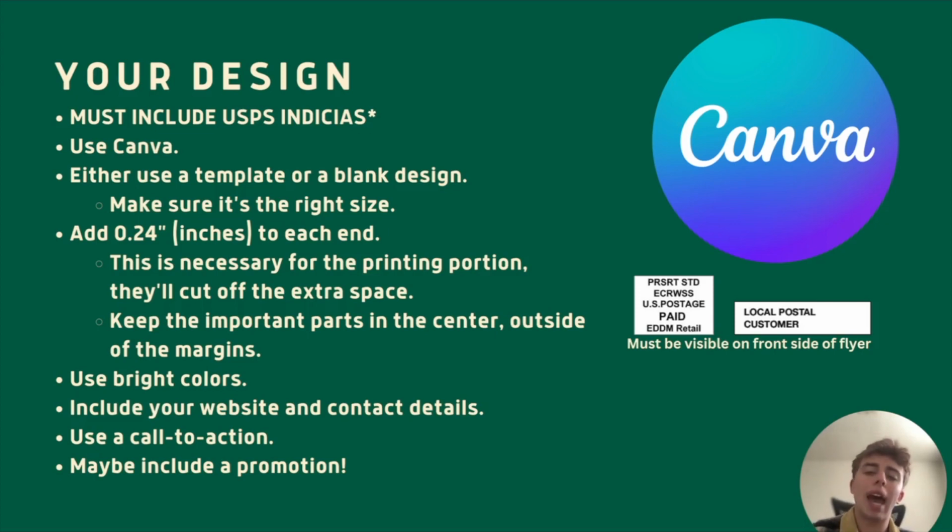What you want to do is add 0.24 inches to each end. So what this means is if it's 8.5 inches long, you want to make it 8.74 inches long in the design. And what this is going to do is leave room for the print to bleed. This is just something I learned when printing graphic design materials. You want to leave room for bleed in the printing. So when you go on Vistaprint, you'll select your size. It's actually going to add an extra 0.24 inches on each end.